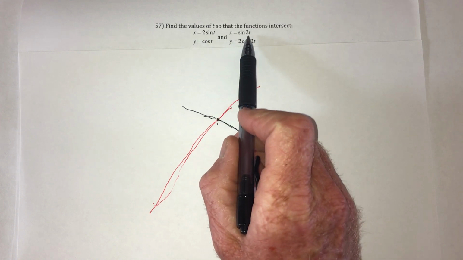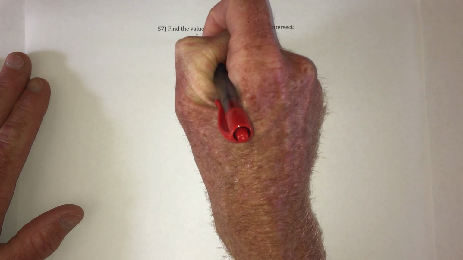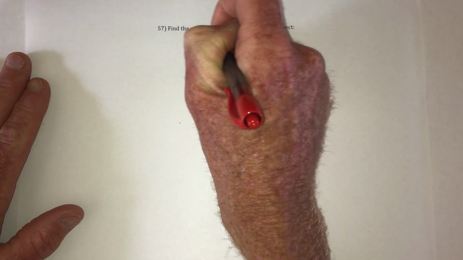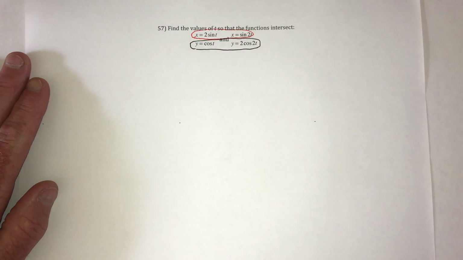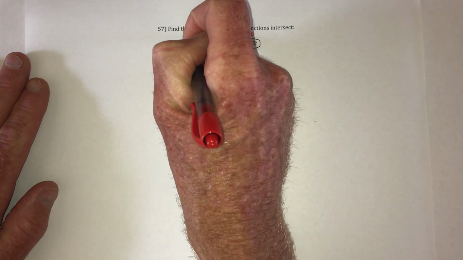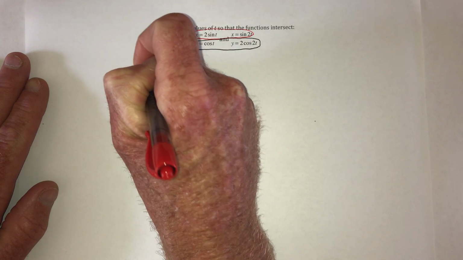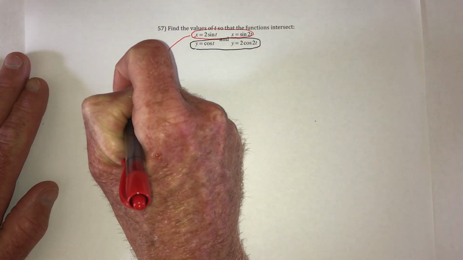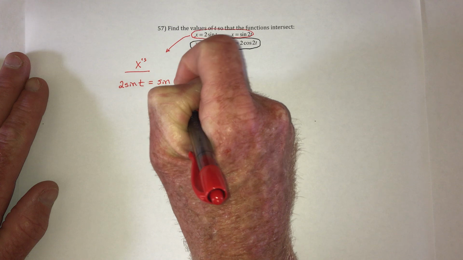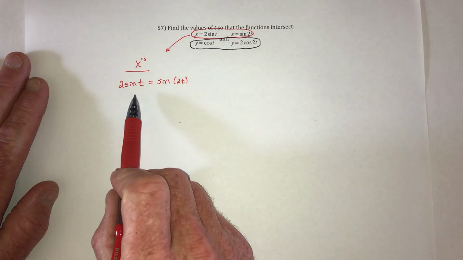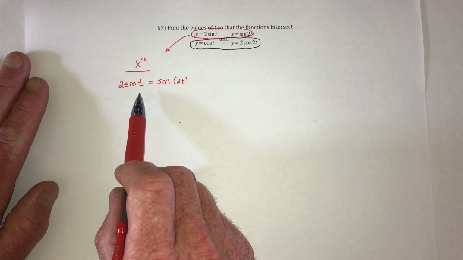Well, t is the time. So we have to get the same t when we solve these equations. In order for them to get to the same place, that means that the x's have to equal each other. Also, the y's have to equal each other. So this gives us two equations. One is for the x's. We have 2 sine of t equals sine of 2t. And then we have to solve for t to find out what time the x's are equal to each other.